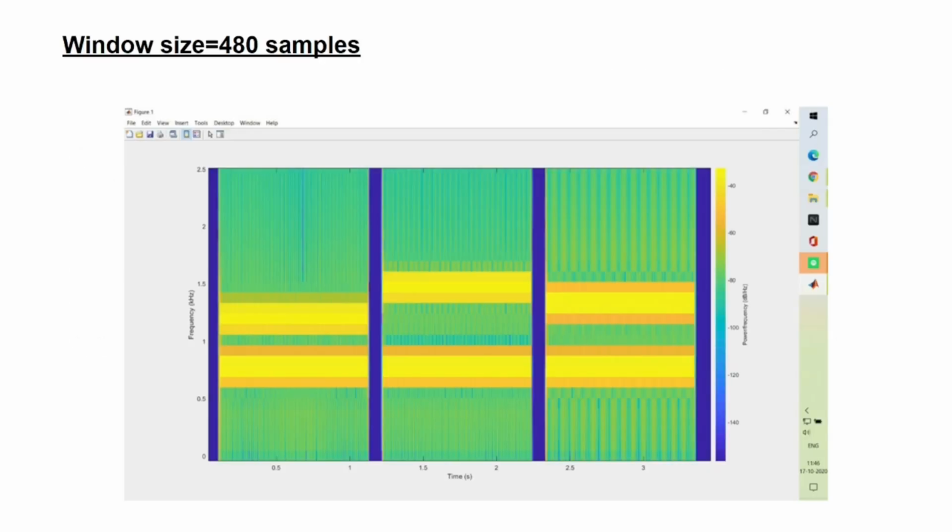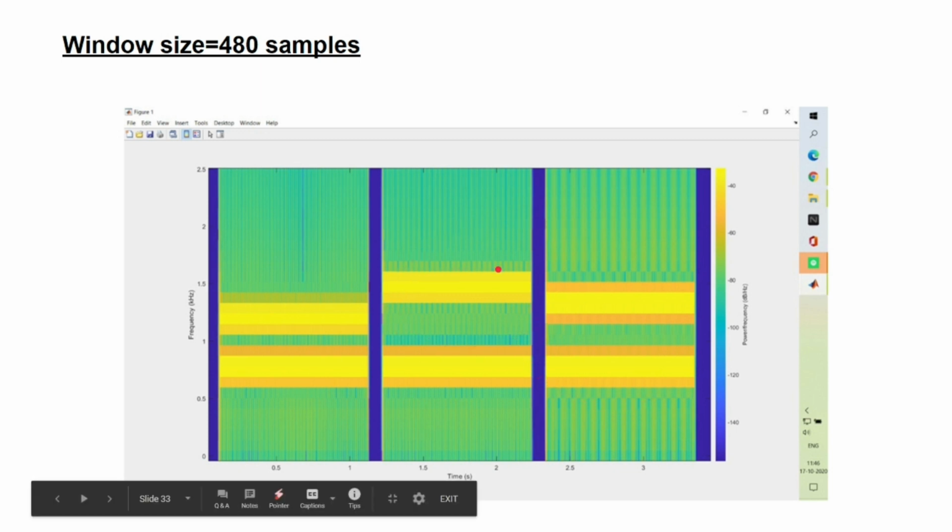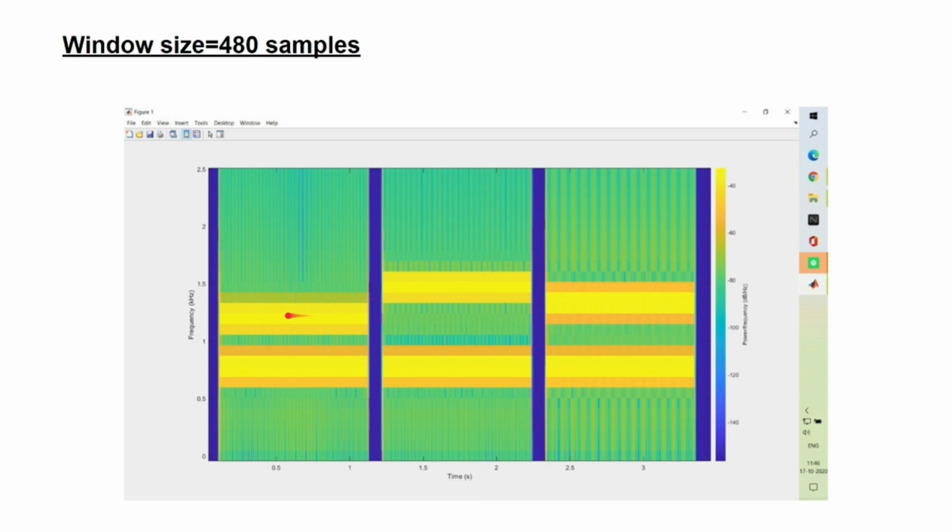This is a spectrogram for window size of 480 samples. Different colors in the spectrogram indicate different power levels. These yellow colored regions have higher power levels when compared to the other colors. These blue blocks indicate the time between successive key presses. For this particular window size, we can see that the time resolution is good, however, the frequency resolution is not great.